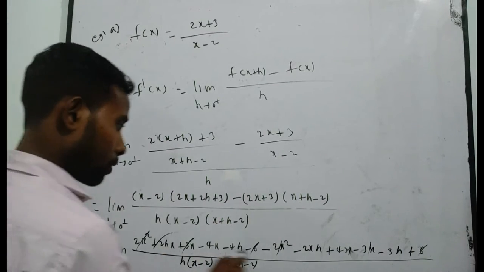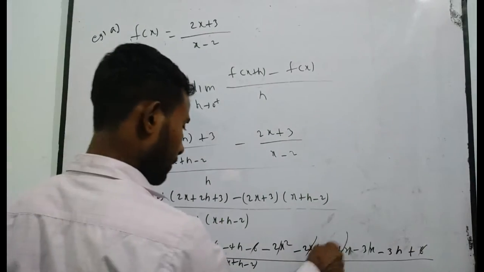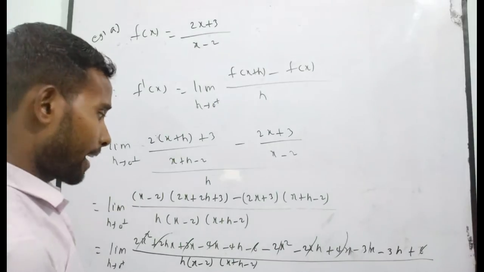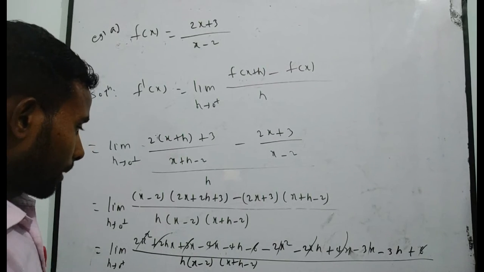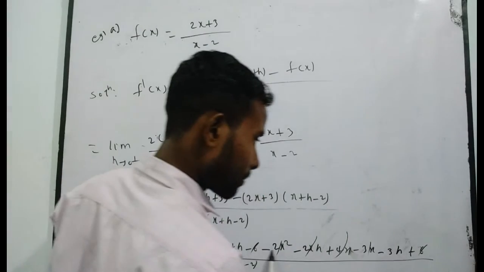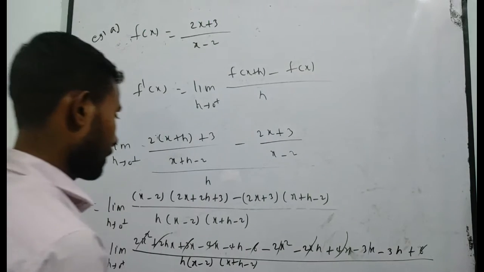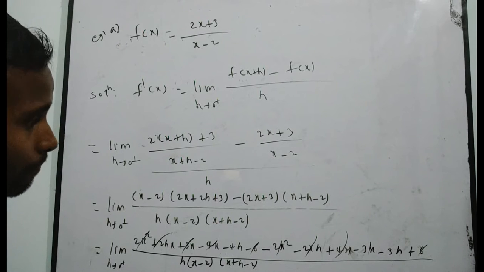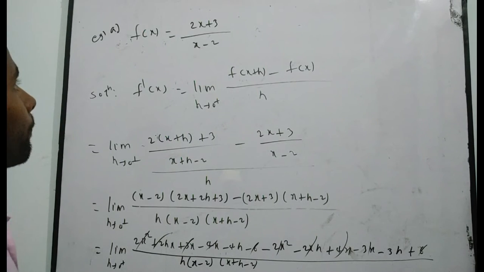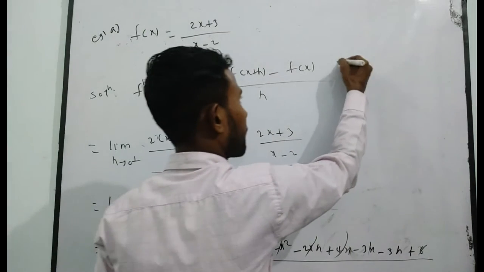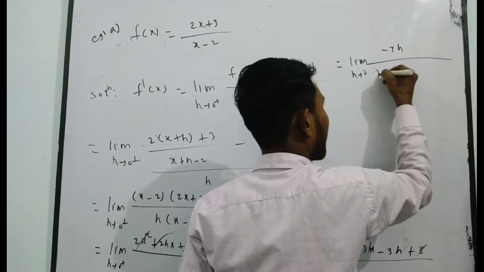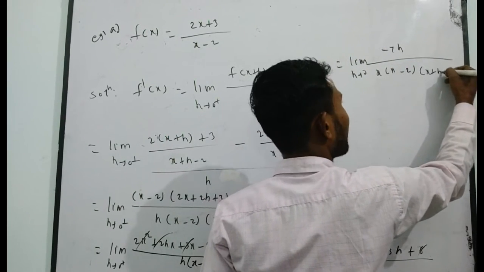Thereafter 2hx cancels. 4x cancels. Minus 4h and minus 3h. Otherwise minus 4h from this and from this expression you get minus 3h. Minus 4h, I want to see again, is it correct? Minus 3h. Okay. What do you get? You get the limit h tends to 0 of minus 7h divided by (x - 2)(x + h - 2).